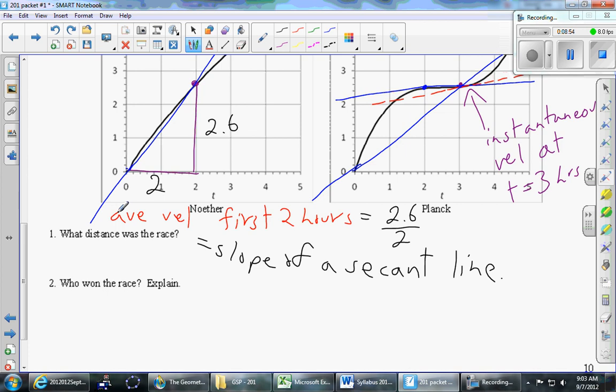Why is the other line a secant line? Why is it a secant line? Yeah. I'm not sure what you're asking right now. Why is it?